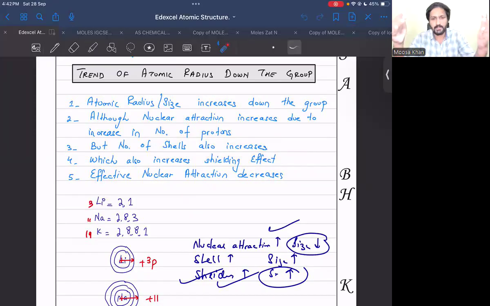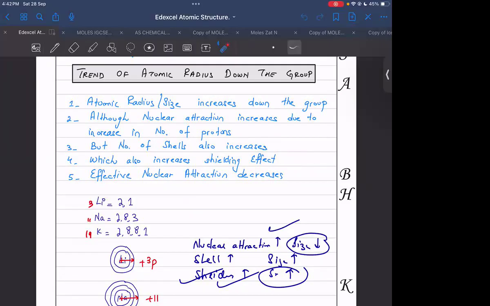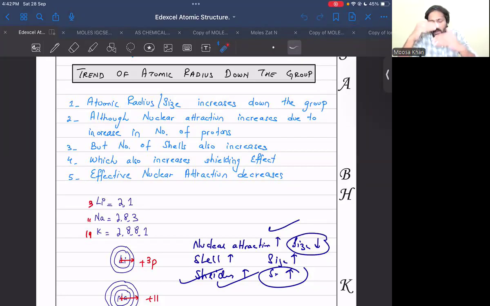Down the group, as the number of protons is increasing, nuclear charge is increasing. So it is trying to decrease the atomic radius down the group. But more shells means greater atomic radius. Secondly, when the number of shells increases, the shielding effect also increases, right? So two of the factors are actually contributing to increasing the atomic size. Getting my point? However, one of the factors, nuclear pull, is trying to decrease the atomic size. So the overall effect is that these three factors are fighting with each other.